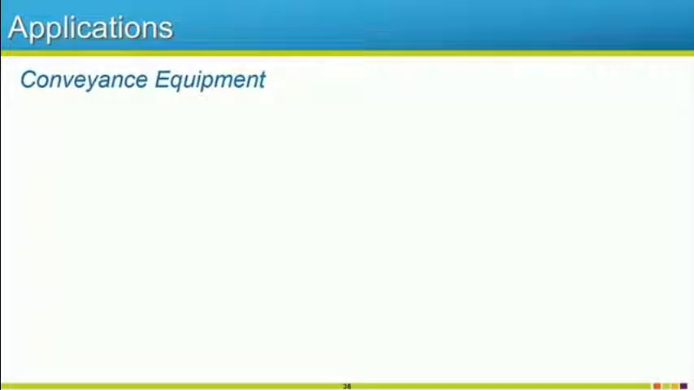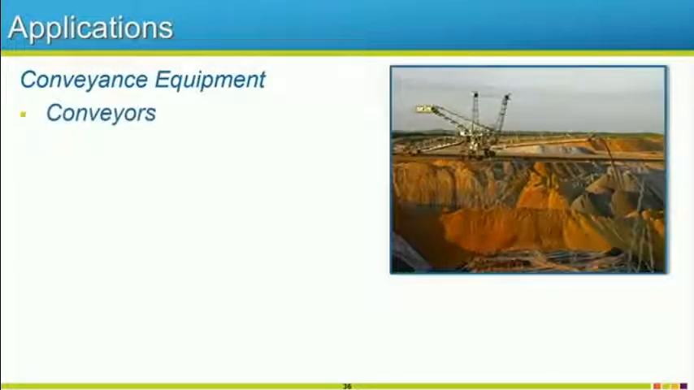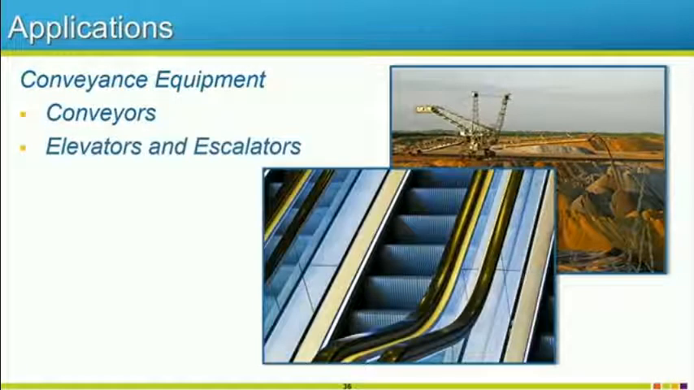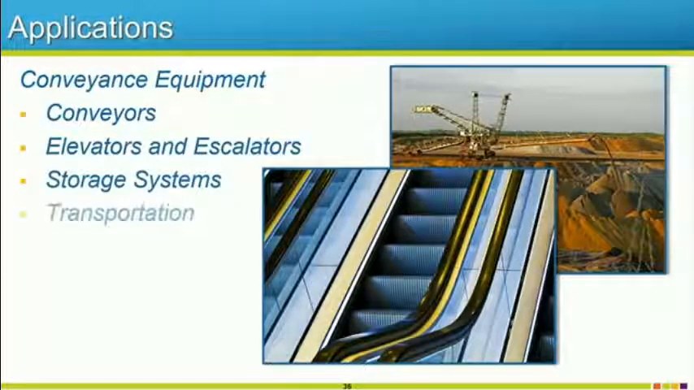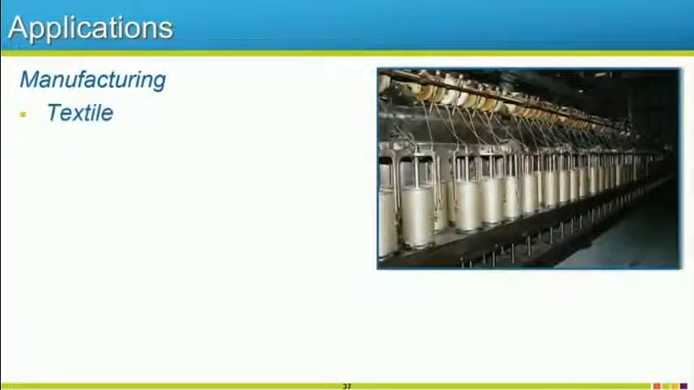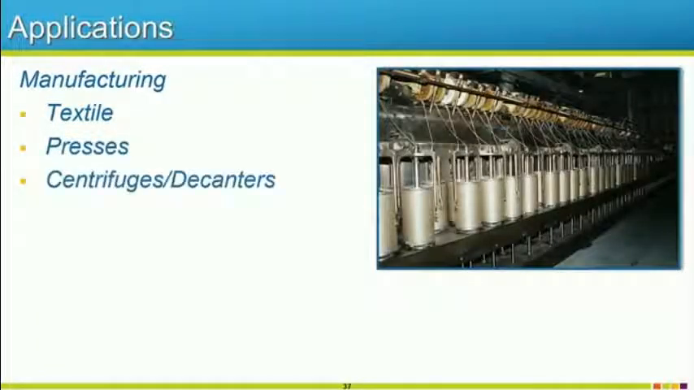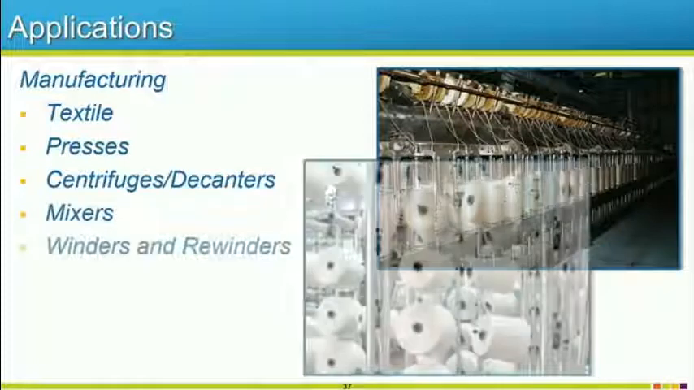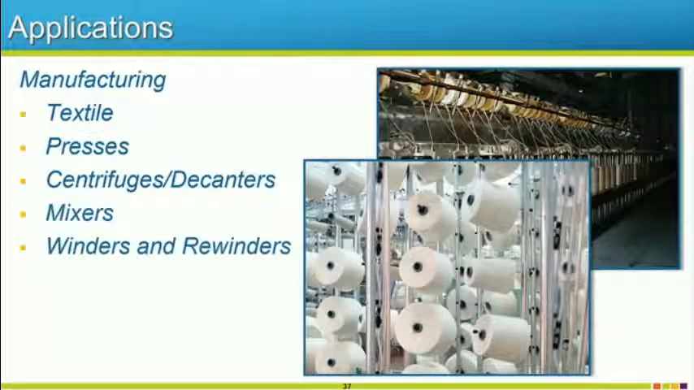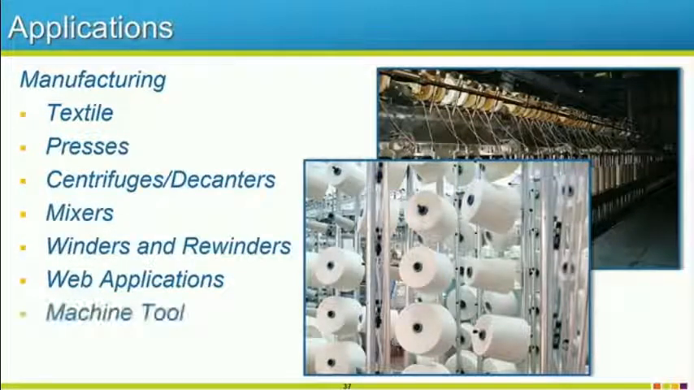The R1000 can be applied to many different applications on conveyance equipment. This includes conveyors, elevators and escalators, storage units, and also transportation. Additionally, there are a number of manufacturing applications that apply. Textile, presses, centrifuges and decanters, mixers, winders and rewinders, web applications, machine tool, and many more.